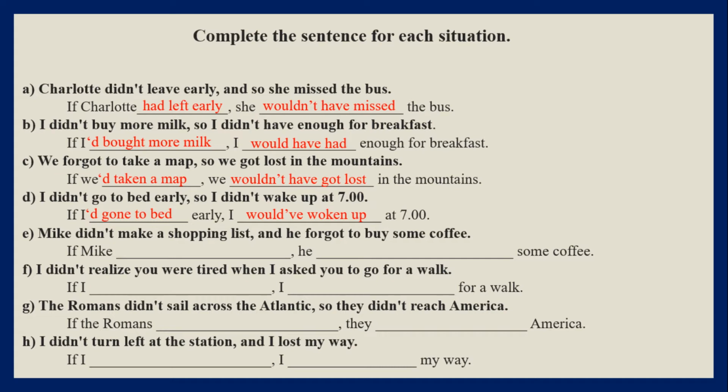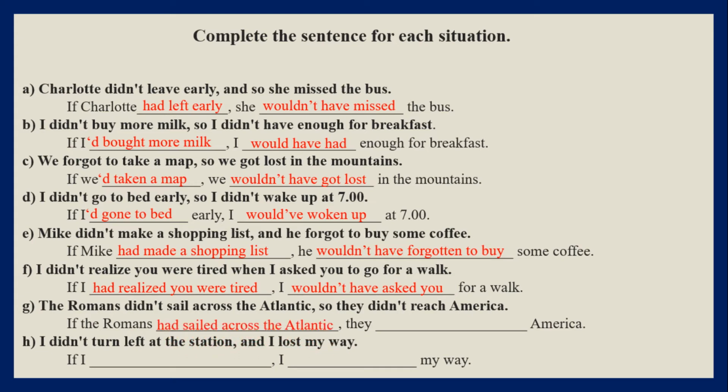E. Mike didn't make a shopping list, and he forgot to buy some coffee. Again, we are talking about the past, so definitely a third conditional. If Mike had made a shopping list, past perfect, he wouldn't have forgotten to buy some milk. F. I didn't realize you were tired when I asked you to go for a walk. Again, we are talking about the past, so definitely third conditional. G. The Romans didn't sail across the Atlantic, so they didn't reach America. Let's assume an imaginary situation in the past, so third conditional. If the Romans had sailed across the Atlantic, they would have reached America.